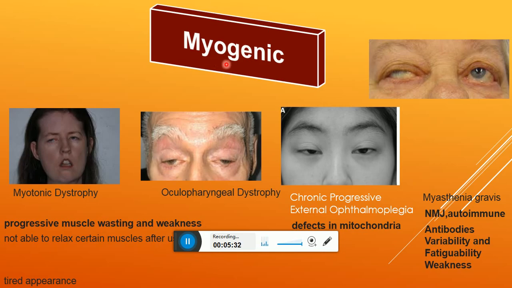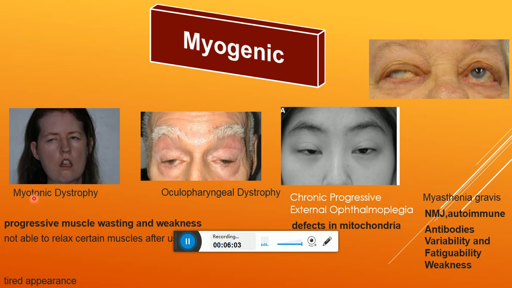Another type is myogenic. Myogenic ptosis is caused by myopathy of the levator muscle itself or by impairment of the transmission of impulses at the neuromuscular junction. It is known as neuromyopathic. Acquired myogenic ptosis occurs in myasthenia gravis. Here you can see a myasthenia gravis patient. There are autoimmune antibodies at the neuromuscular junction, with variability. There will be fatigability and weakness.